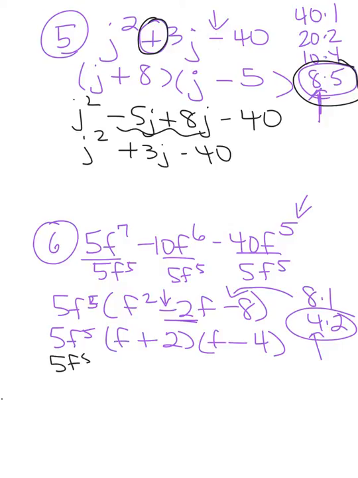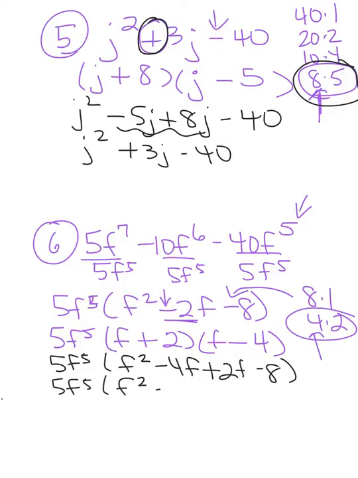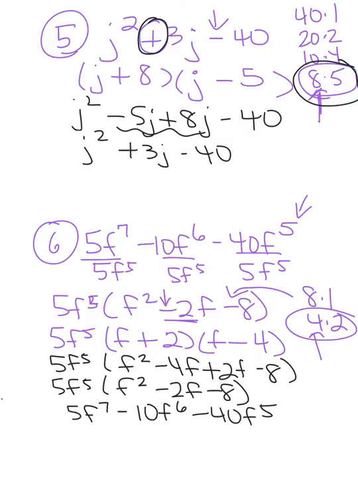So I'm going to rewrite 5f to the 5th. I'll use FOIL. I have f squared minus 4f plus 2f minus 8. Again, combine my like terms. Then I have f squared minus 2f minus 8. And my last step, again, I'll distribute through that 5f to the 5th, which gives me 5f to the 7th minus 10f to the 6th minus 40f to the 5th, which is what I started with, so I know I factored correctly.